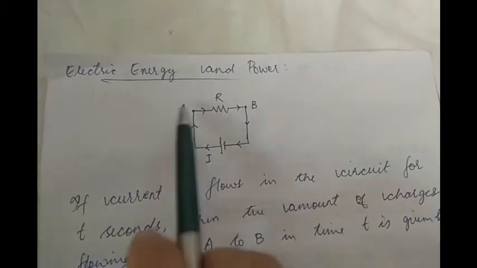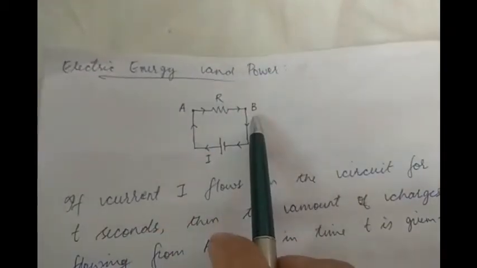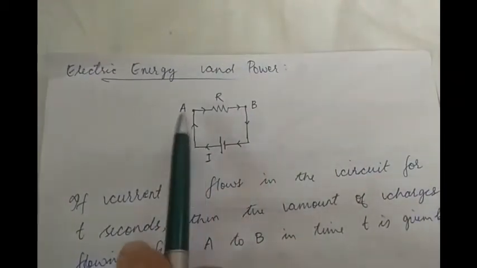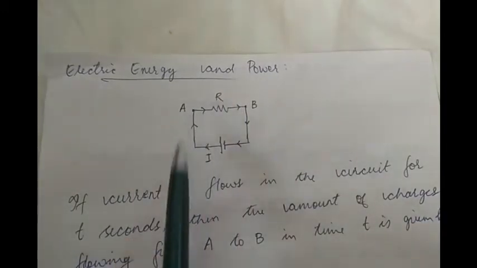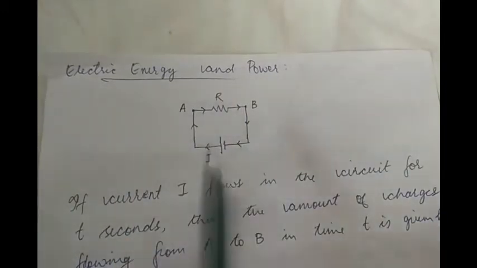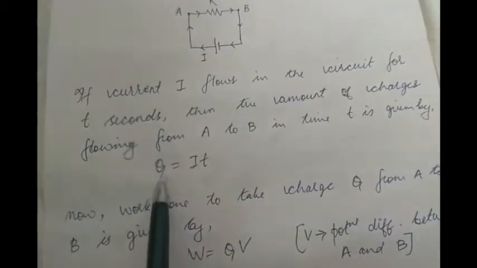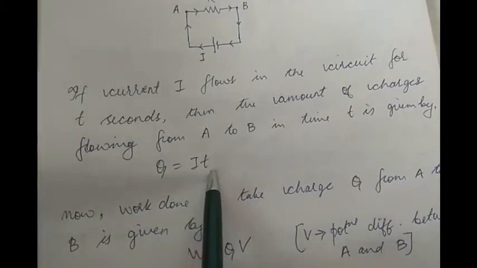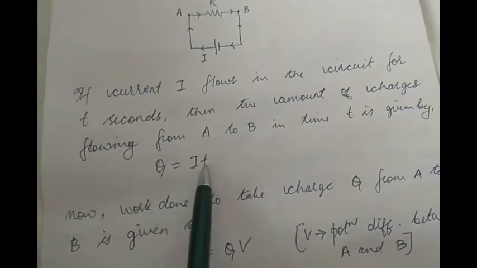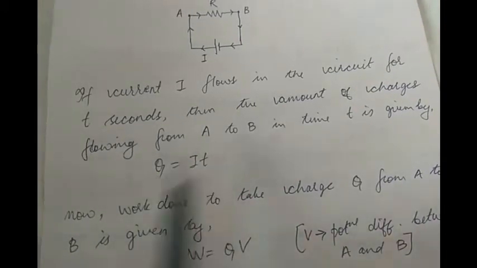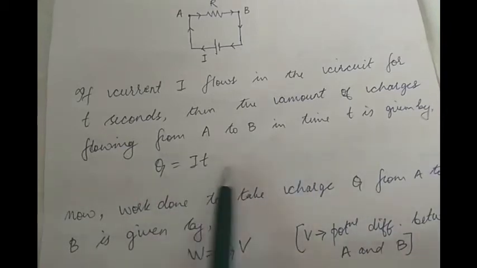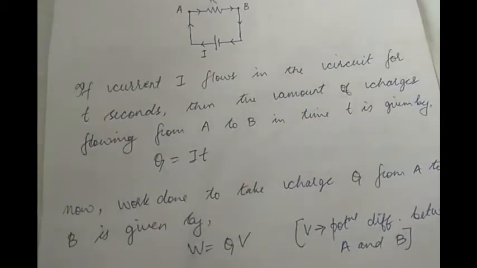say for example from point A to B, let us consider these 2 points. The number of charges that is moving in time t from point A to point B, that is through this resistor R, is given by Q, which is equal to I into t. Since I is the current flowing for t seconds, the charge flowing from A to B in time t is It. So we know this.